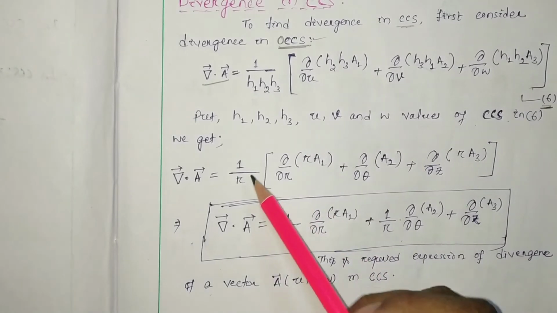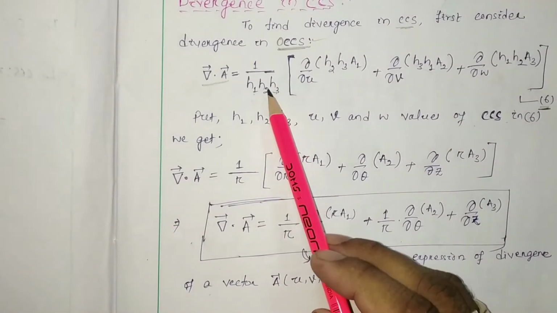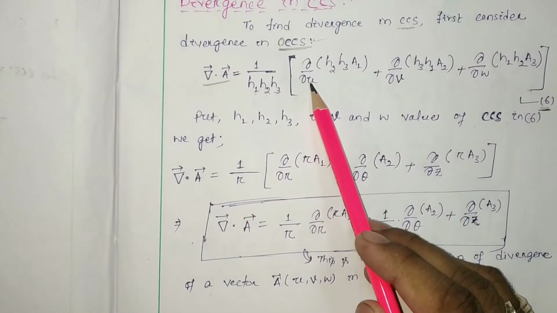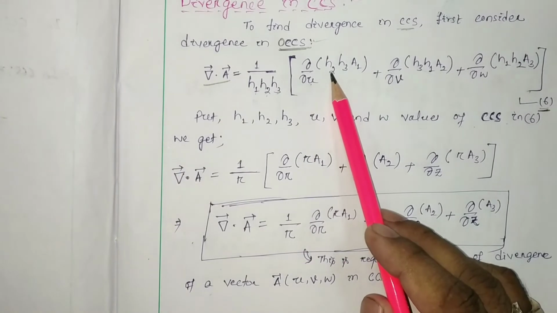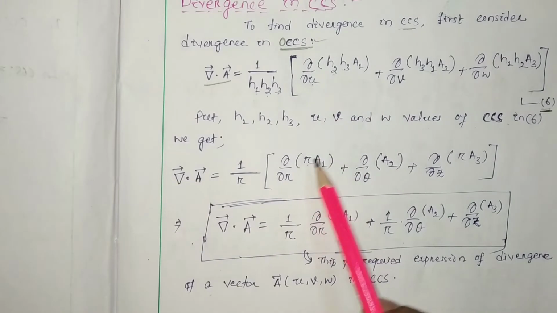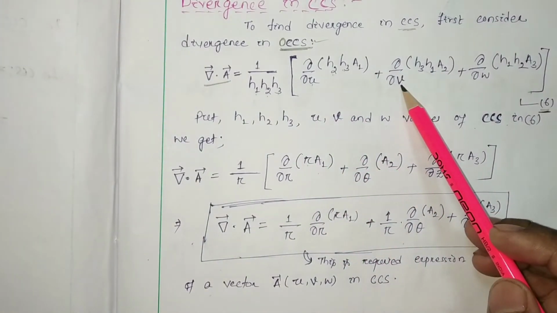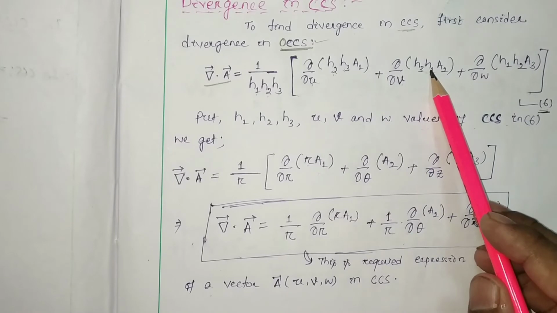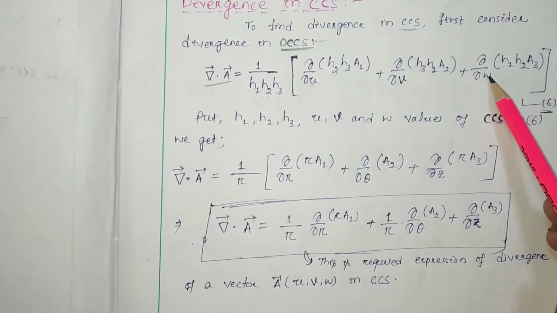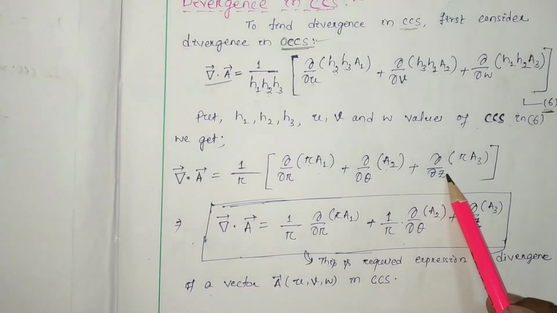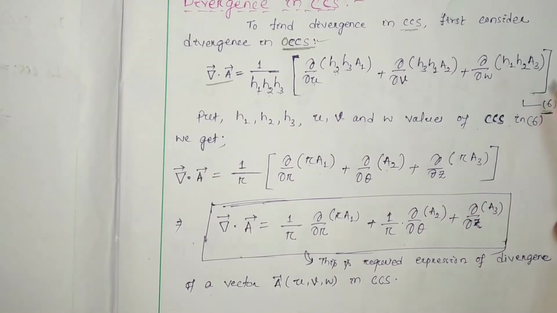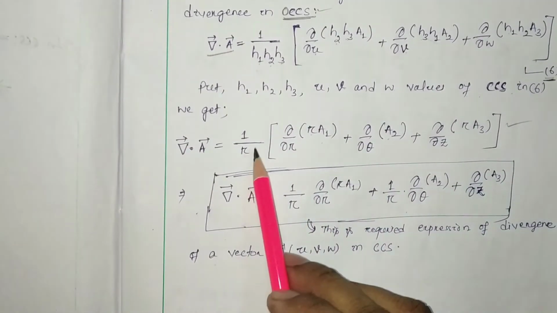here you can see h1 is 1, h3 is 1, h2 is r. So the multiplication of the three will be r, so 1 by r. Here u is nothing but r, del by del r of h2 h3 A1, where h2 is r and h3 is 1, so r A1. Then del by del v means del by del theta. h3 and h1 both are 1, so only A2 will be here. And del by del w in case of CCS is del by del z of h1 h2 A3. h1 is 1, but h2 is r, so r A3. Okay.